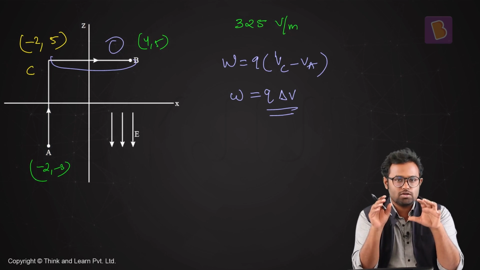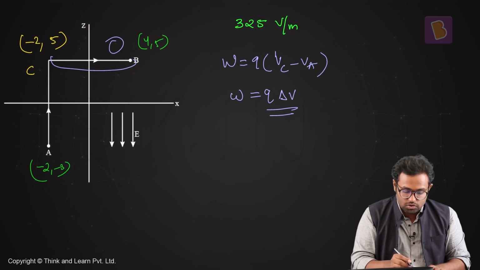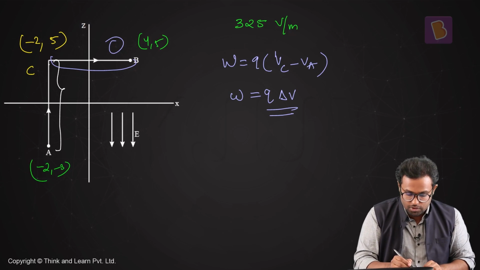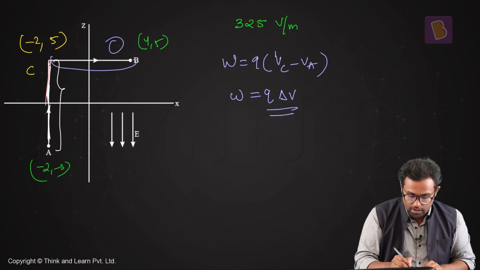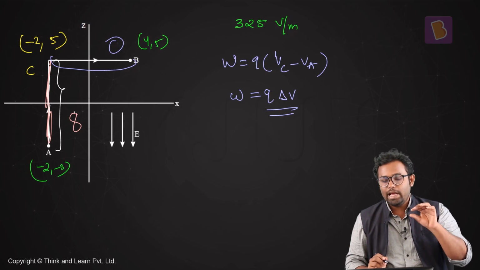Now the electric field here is constant. Electric field value is 325 volts per meter. And how much is the displacement here? How much is the distance between these 2 points? This much is 5 and this is 3. That becomes how much? 5 plus 3 is 8. So the L value is 8.